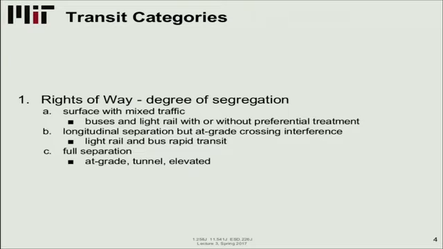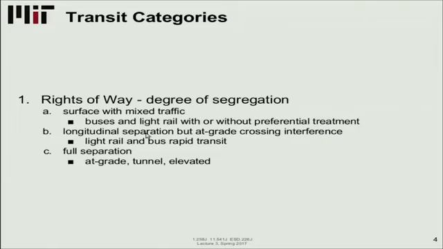All right. Other categories. Let's talk about rights of way. We started talking about that. So, degree of segregation. We can think about three different levels. Surface with mixed traffic. This is typical for buses or light rail that has no preferential treatment.